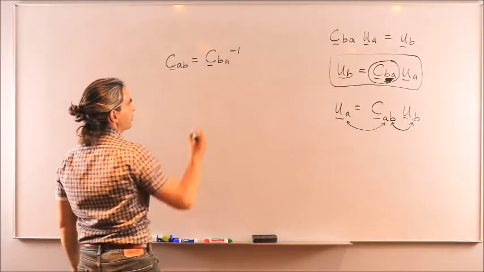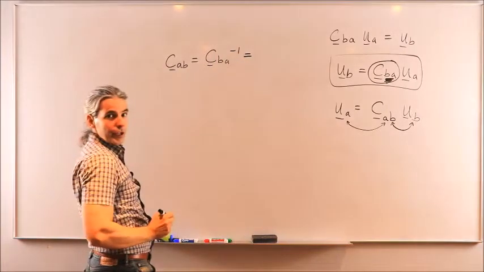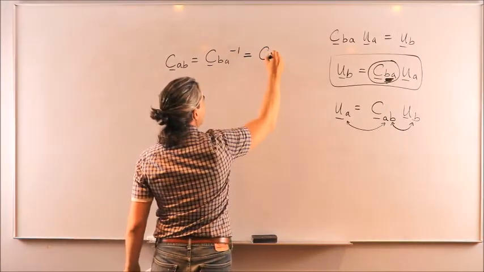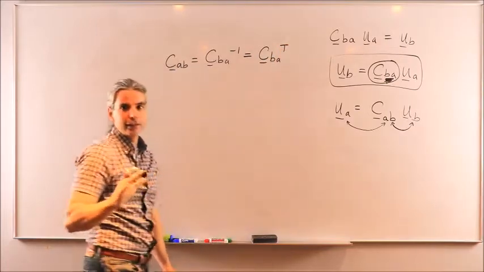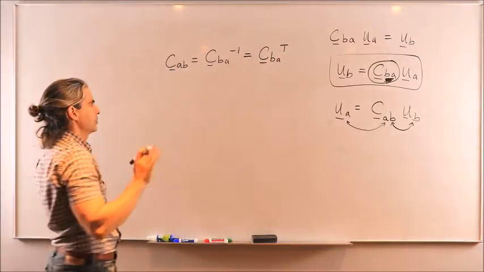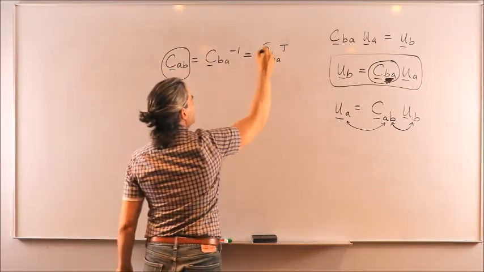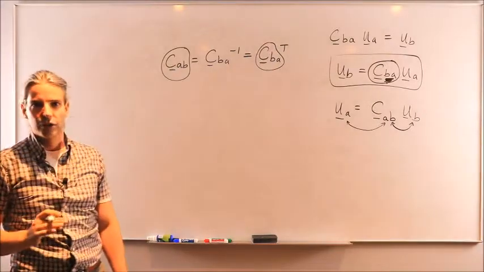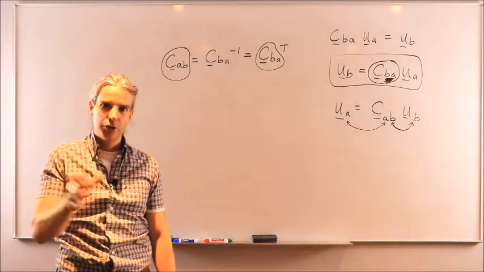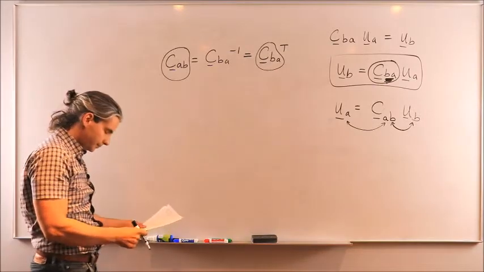But fortunately for you, the inverse of a rotation matrix is also exactly equal to its transpose. That is so much better. So much better, right? Because now if you need CAB but you have CBA, all you have to do is transpose the matrix. There's no calculations involved. Just flip the rows with the columns, and boom, that is your answer. Okay?